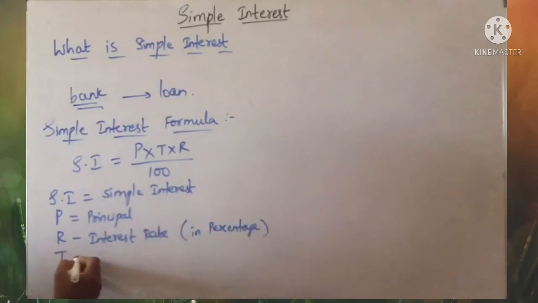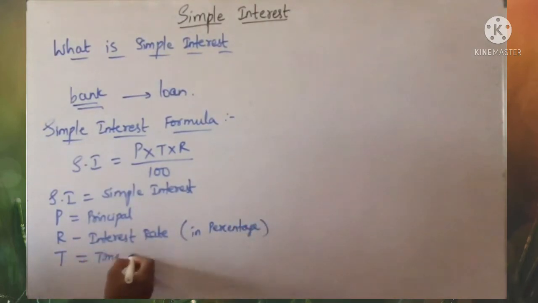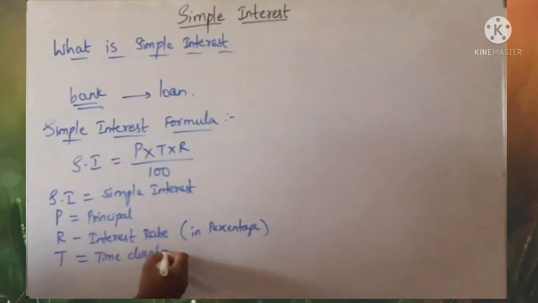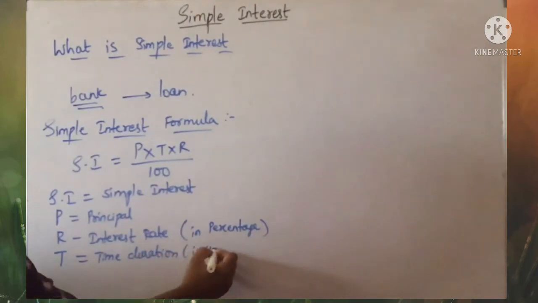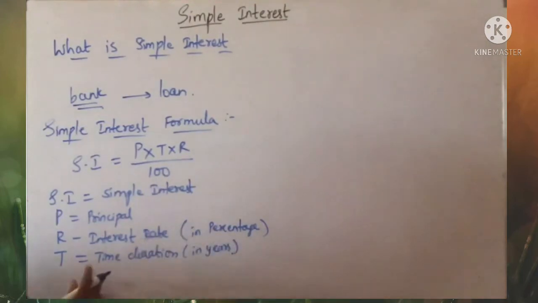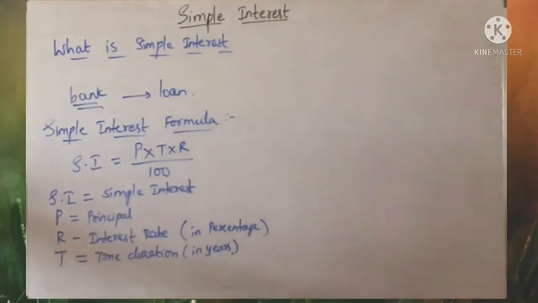And what is time period? T is nothing but time period or time duration in years. It will be in years. So when the time period is given in months, you need to convert into years and do, children. Okay. So in order to calculate the total amount, the following formula is used.